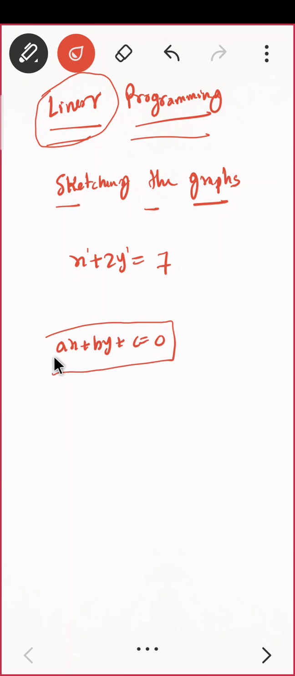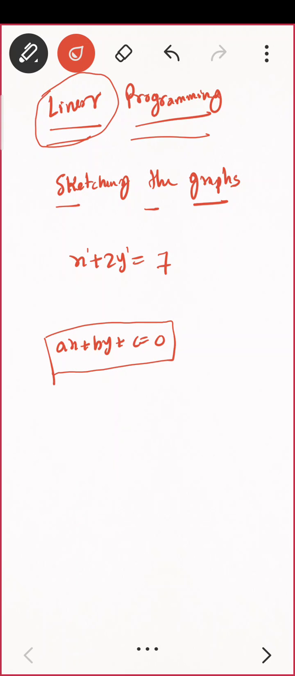Perfect. This is a linear equation. That's why you see the word linear. Linear means what? The degree of each variable must be 1. Here you see x power is 1, y power is 1. In general, any straight line is of this form: ax plus by plus c is equal to 0. Is that clear? This is the general equation of a straight line.